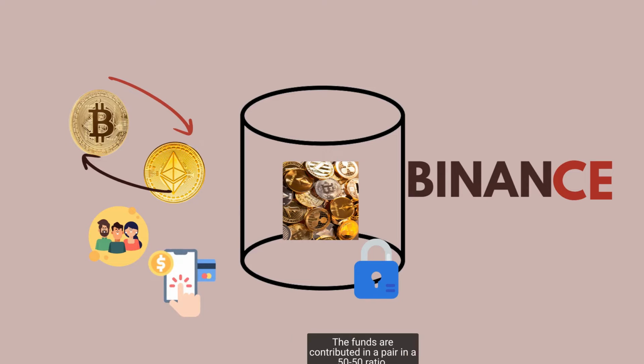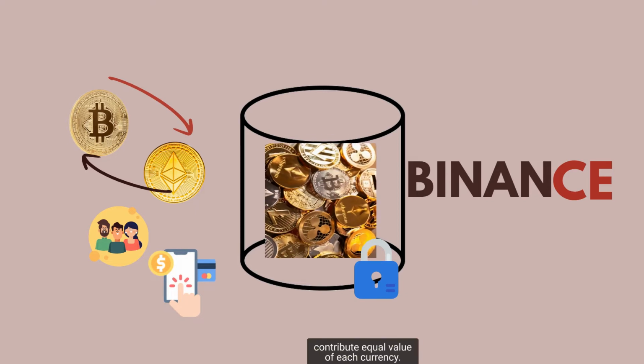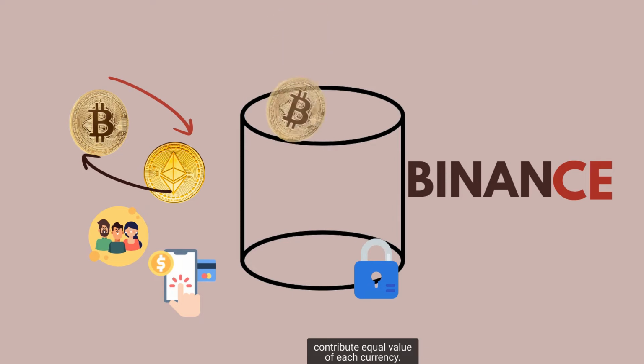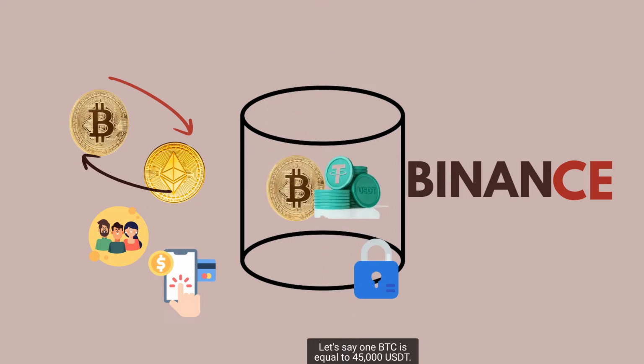The funds are contributed in a pair in a 50-50 ratio. Let's take, for example, a Bitcoin USD token pool. As a liquidity provider, you have to contribute equal value of each currency. Let's say 1 BTC is equal to 45,000 USDT. You can decide to contribute 10 BTC and 450,000 USDT tokens to a BTC/USDT liquidity pool.